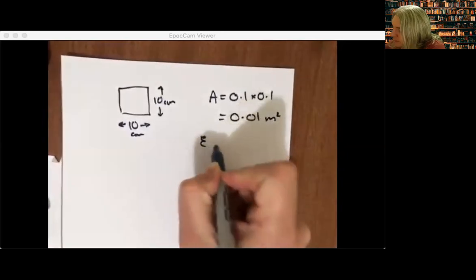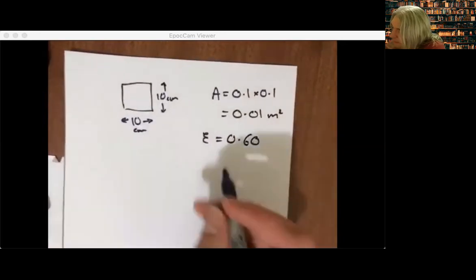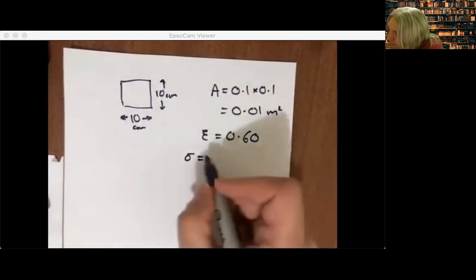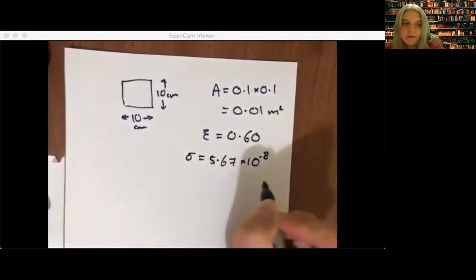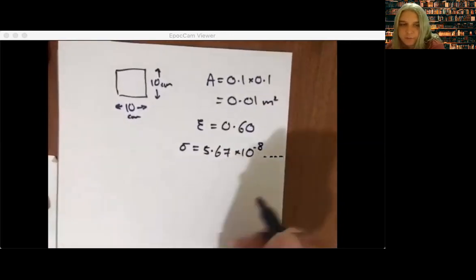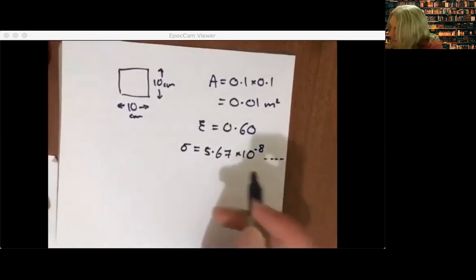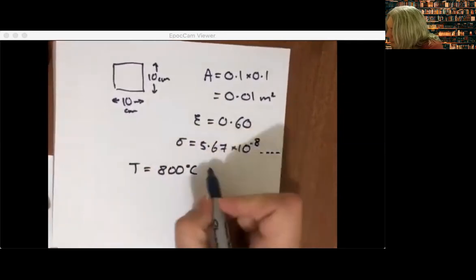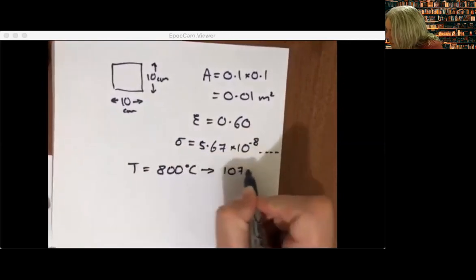We were told that the emissivity is equal to 0.60, I believe it was. We'll hopefully be able to go and look up the Stefan-Boltzmann constant of 5.67 times 10 to the minus 8, plus some units. Make sure you write the units down, right? I haven't, but make sure you do. And then we've got the temperature. The temperature we were told was 800 degrees Celsius. But that means that we have to add 273 to get Kelvin, 1073 Kelvin.